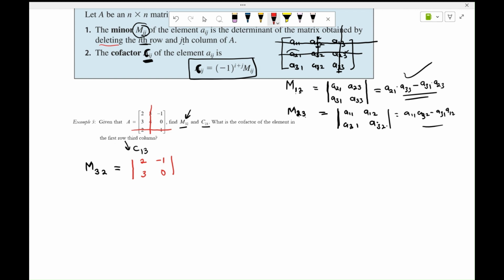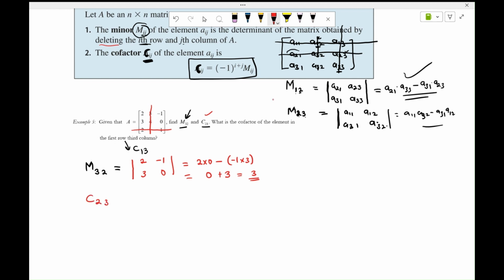Then what is this determinant? This determinant is nothing but 2 times 0 minus minus 1 times 3. So this will be 0 plus 3, because we have minus minus here. So this is just going to be 3, and we're done. Now we find C23.